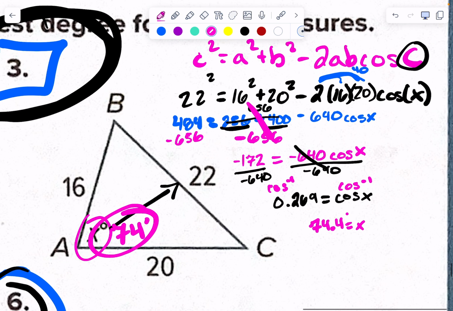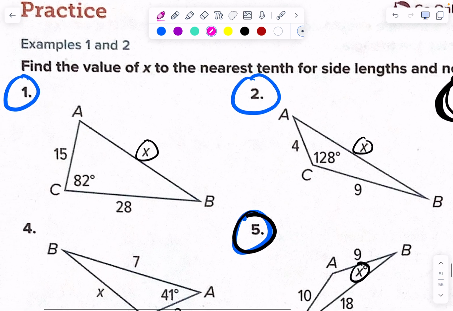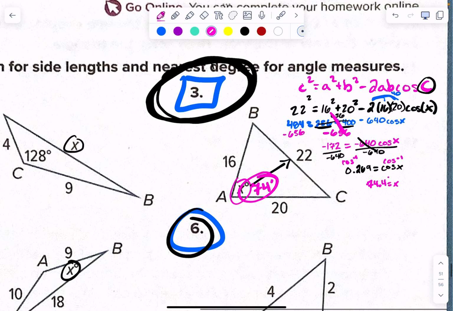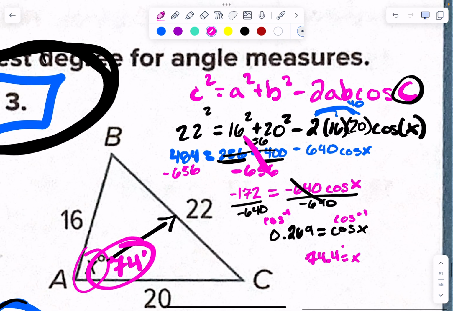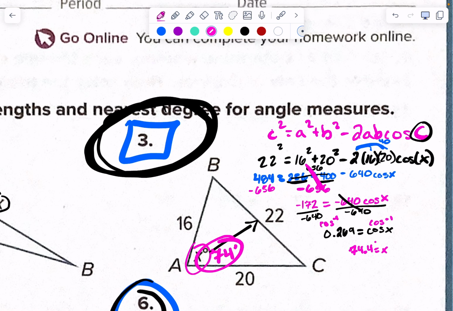So, solving for angles is a huge pain in the rear. Solving for sides, like 1 and 2, is very nice. But it's the same process all the time. Skip 4. So 1 through 7, skip number 4. We did number 3 together. Good? Okay. All right. I'm going to stop.